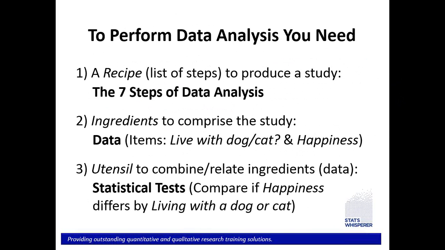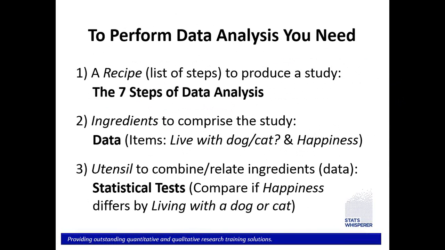Second, in a quantitative study, you also need ingredients. So the ingredients in the study are the data. For example, if we were to do a study examining how happiness might differ among people that live with a dog or a cat, those are the ingredients for the study. Happiness is one data point. And second, do you live with a dog or a cat? So those are the ingredients for the study.